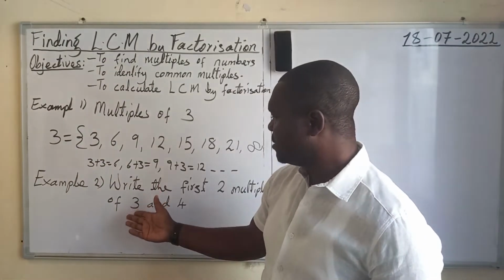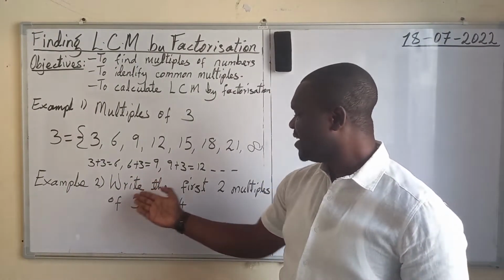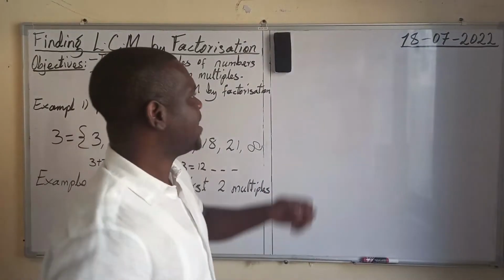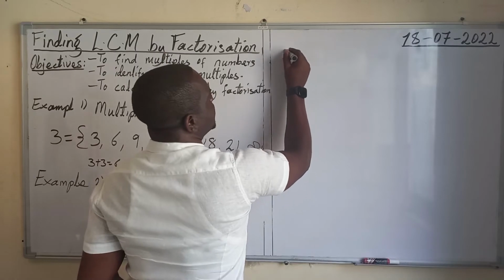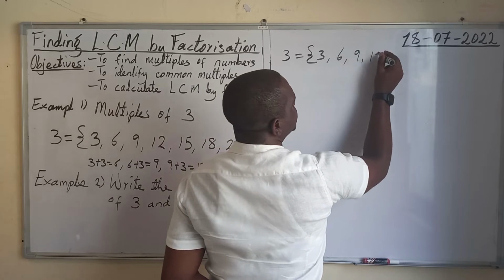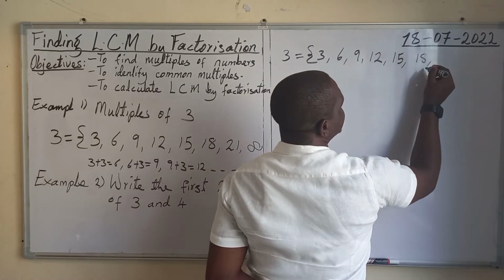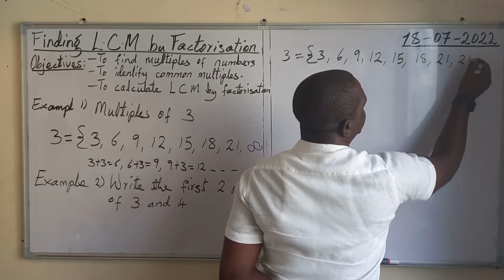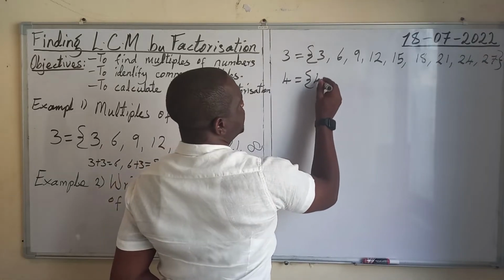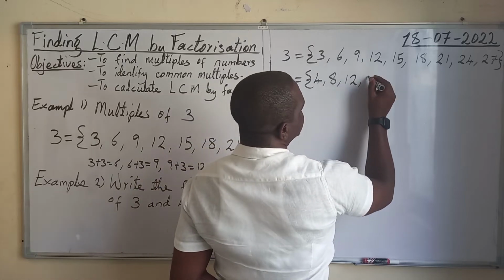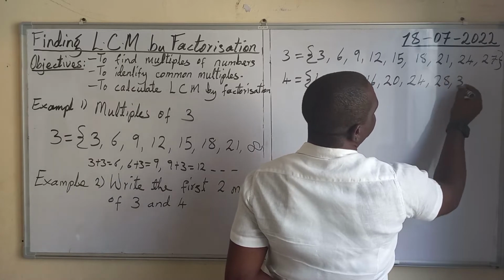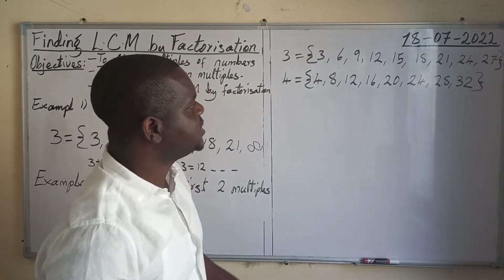This is our second example. It's asking us to write the first two common multiples of 3 and 4. Let's calculate together. Multiples of 3, we have 3, 6, 9, 12, 15, 18, 21, 24, 27. We can end here. Multiples of 4: 4, 8, 12, 16, 20, 24, 28, 32. We can end here for the meantime.